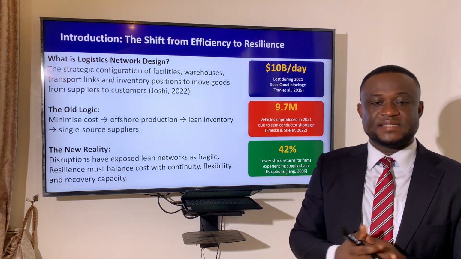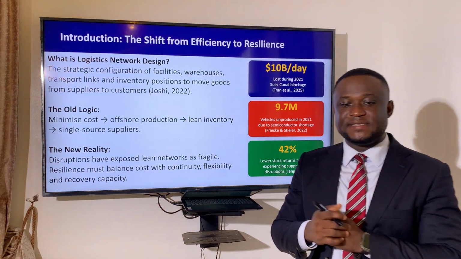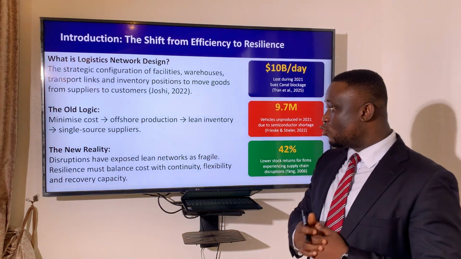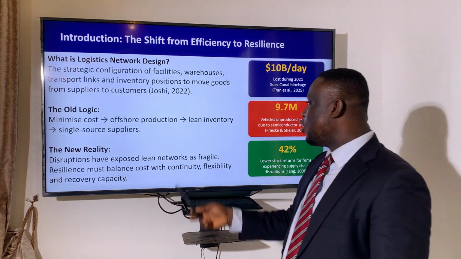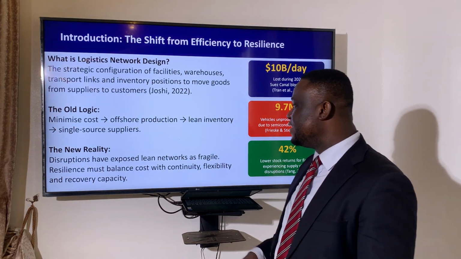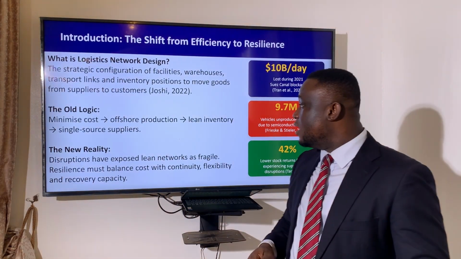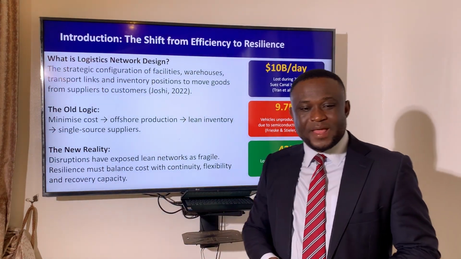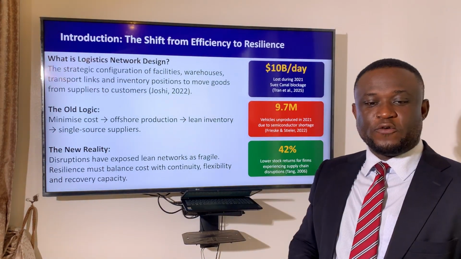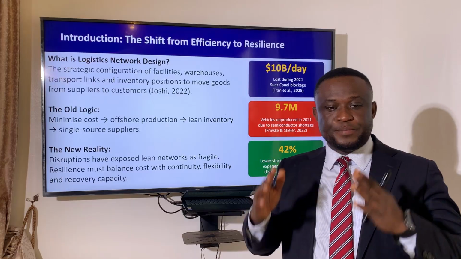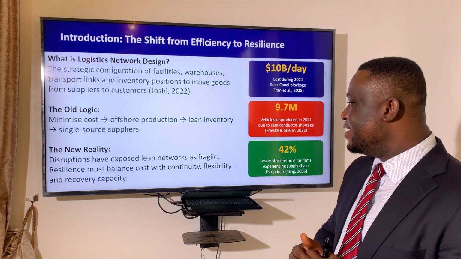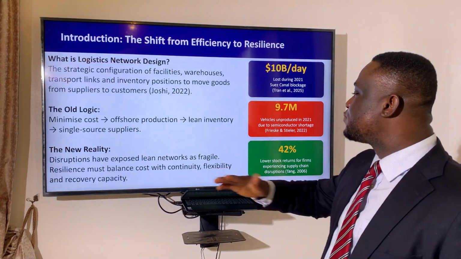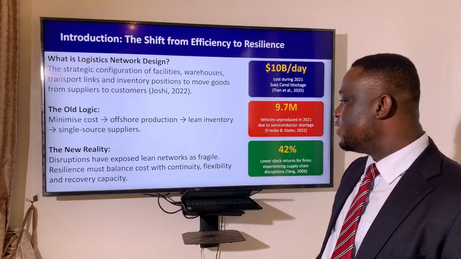Many businesses for decades have been designing such networks primarily to cut costs. If you look at the old logic, that is to minimize costs, offshore production, lean inventory, single source supplies. However, the fragility of logistic networks that were primarily built for efficiency has been revealed in recent years. The reality is that disruptions have exposed lean networks are fragile.